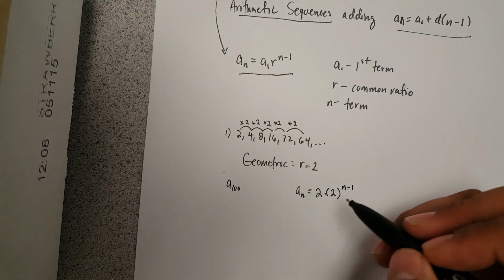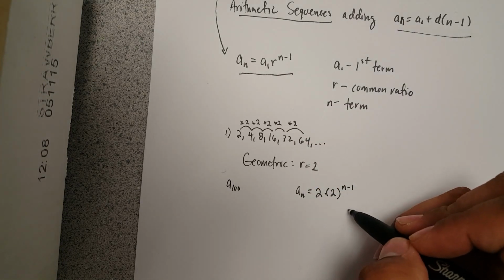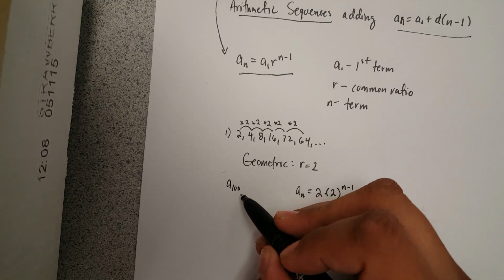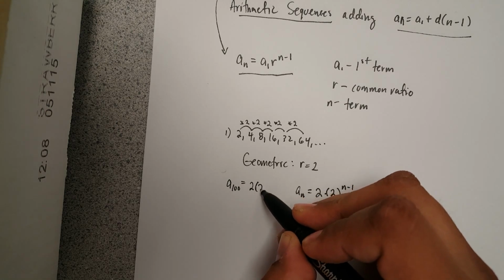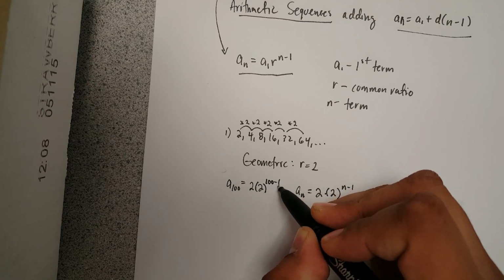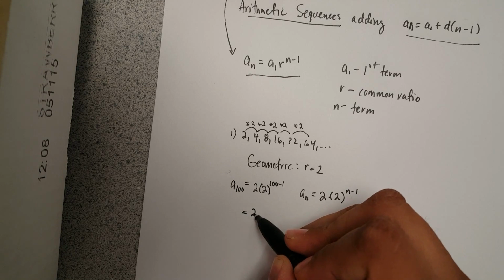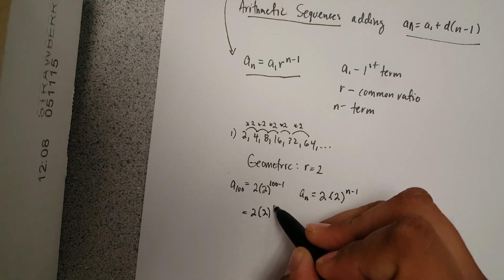So I'm going to use this formula to help me figure out what the 100th term is. I'm going to plug in 100 into this formula. So it's going to be 2 times 2 to the 100 minus 1, which ends up being 2 times 2 to the 99.